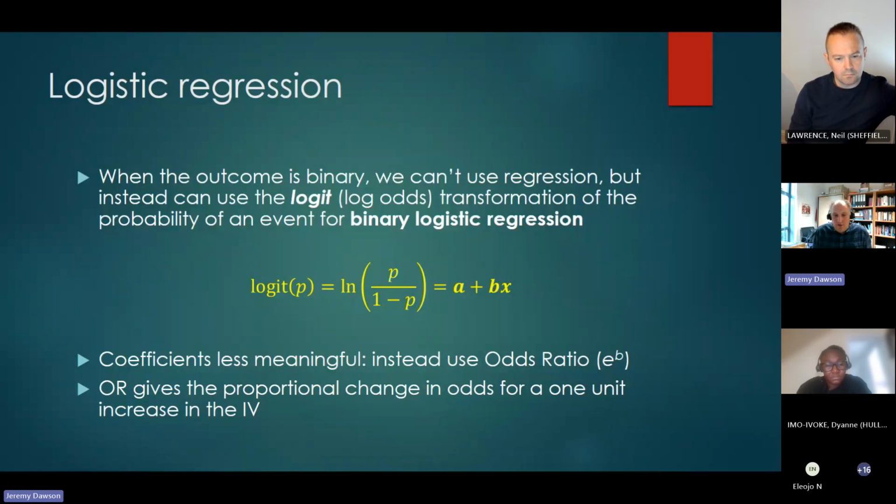So instead, we use what's called the exponential of b, which is the statistical number e to the power of b, and this is called the odds ratio, because this tells us the proportional change in the odds for a 1 unit increase in the independent variable. So as a variable goes, say, from 2 to 3, what happens to the odds of the outcome event occurring?